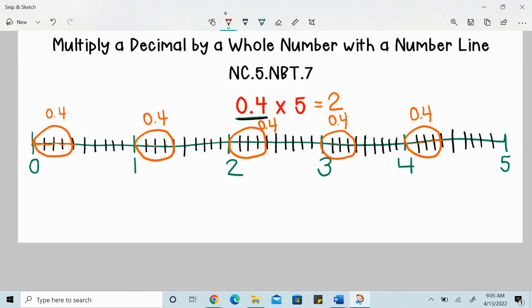So again, I found 4/10 of each of those 5 wholes, and my product is 2. Remember what we said in the beginning? We thought that the product would be less than 5 since we were multiplying 5 by a factor that is less than 1 whole. We also said our product would be more than 4/10 since we are multiplying 4/10 by a factor that is greater than 1 whole. And so therefore our answer of 2 makes sense.